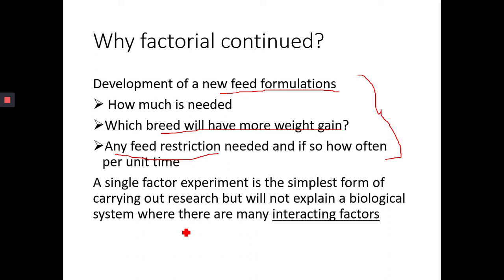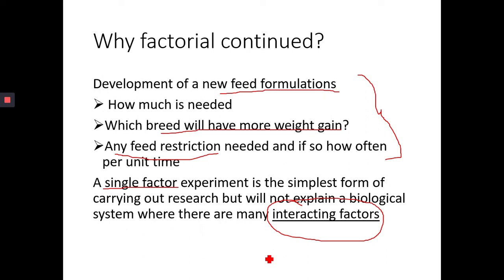Now, I want you to note that at this point, a single factor experiment is the simplest form of carrying out research, but will not explain a biological system where there are many interacting factors. And I want you to see the terms that I'm highlighting for you. They are very key terms, and you do need to have a thorough understanding. So if you do a single factor experiment, it is simple, but simplicity is a compromise in terms of inability to explain a biological system where there are many interacting factors.